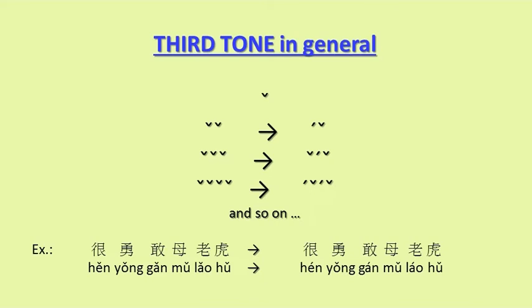Other than the intonation alteration of yi and bu above, there is a common intonation alteration rule for the third intonation. A third intonation pinyin will alter into a second intonation if it's followed immediately by a third intonation pinyin. For example, ni hao is pronounced as ni hao, compared to ni chi, which is pronounced as ni chi.